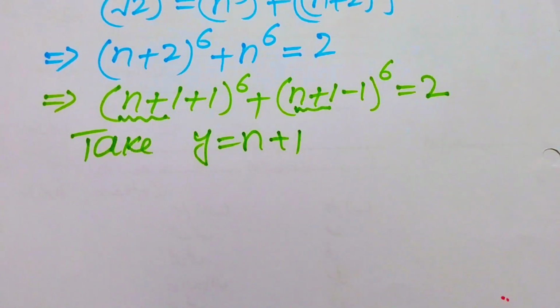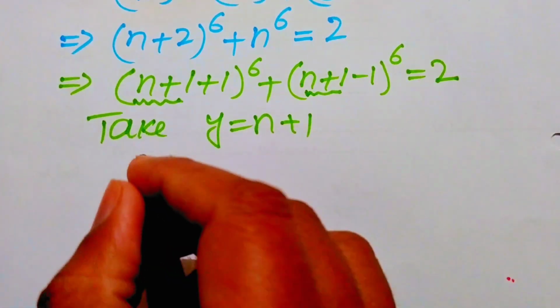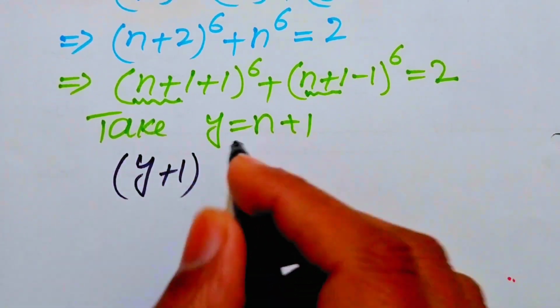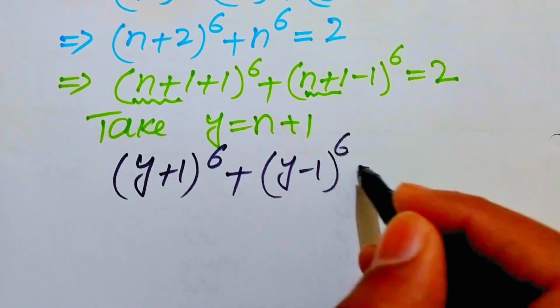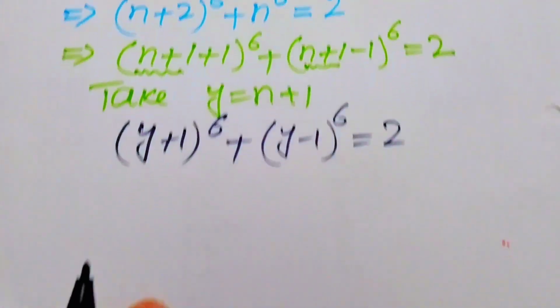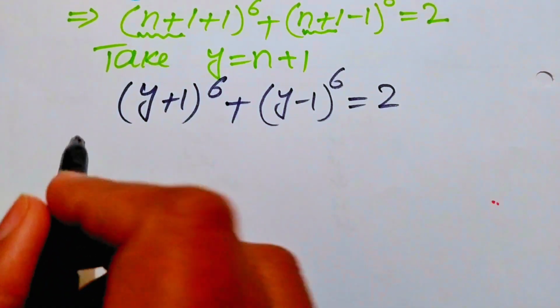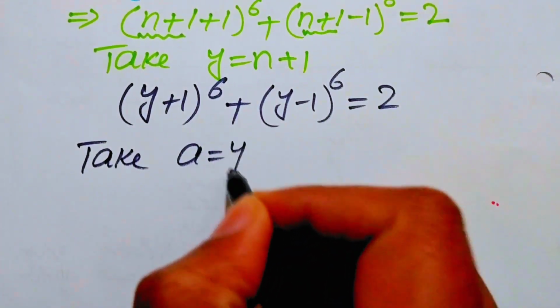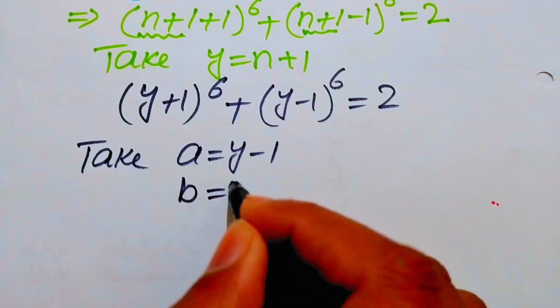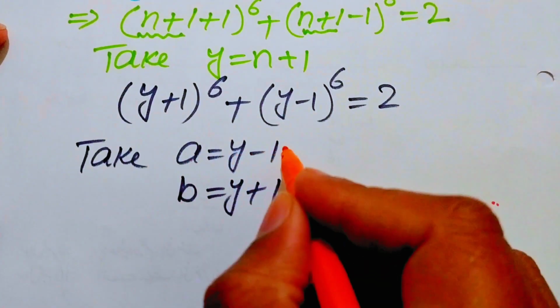So when we take y equals n plus 1, then the above equation becomes: y plus 1 and its whole power 6 plus y minus 1 and its whole power 6 equals to 2. And now we solve this equation, so here we first take a equals to y minus 1 and we take b equals to y plus 1. So here we take these two substitutions.